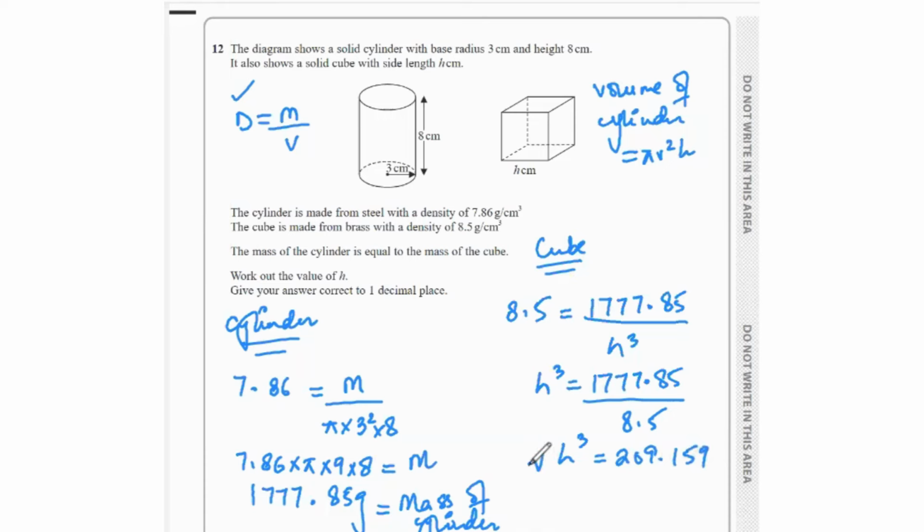And that is going to give us a value of 209.159. Cube root both sides to find the value of h. And that is equal to 5.9 centimeters correct to 1 decimal place. That's your answer.